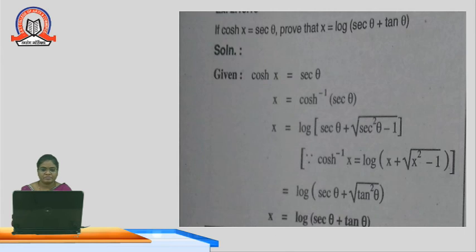Hence proved. If cosh x equals sec θ, prove that x equals log (sec θ plus tan θ). Here also, we take cosh x equal to sec θ, so x equals cosh⁻¹ of sec θ. Substituting the value, we get x equal to log of (sec θ plus root of sec² θ minus 1). This formula is for cosh⁻¹ x. That is equal to log of (sec θ plus root of tan² θ), as sec² θ minus 1 is tan² θ. So the final answer is x equals log (sec θ plus tan θ).